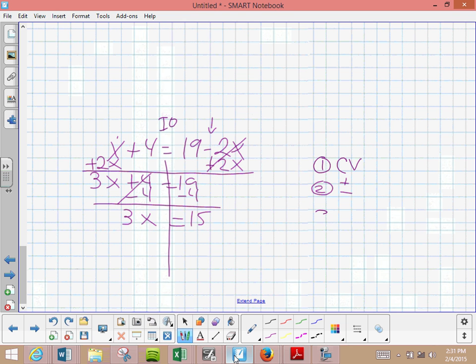Third step says to multiply or divide, right? It's multiplying, so what do I do? Divide by 3, right? That goes away, and we end up with 5. Yes.